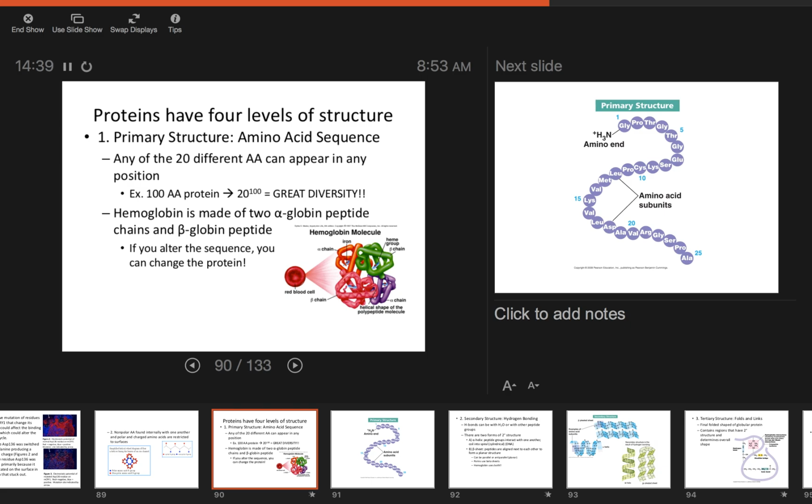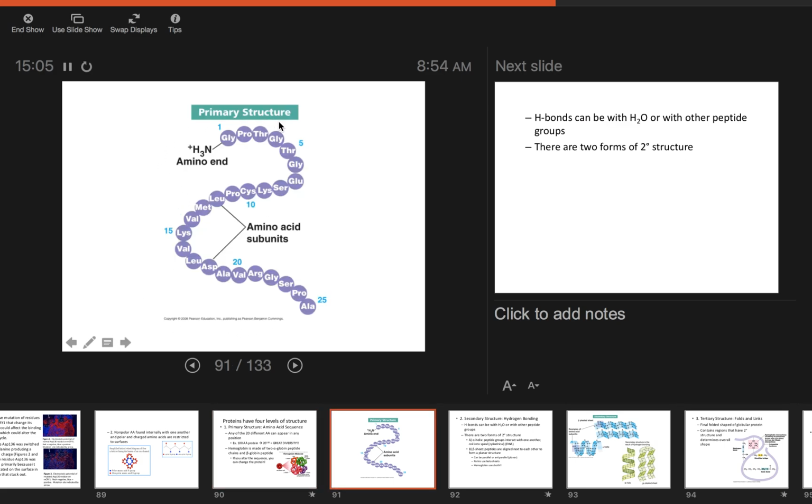So if you come across a multiple choice question that says the primary level of a protein is, and you see options like hydrogen bonds, alpha and beta sheets, globular proteins, amino acid sequence, you would say amino acid sequence. That's what primary level is. It's just amino acid sequence. What's the sequence of the amino acids? So here's a picture just showing the primary level sequence of the amino acids.